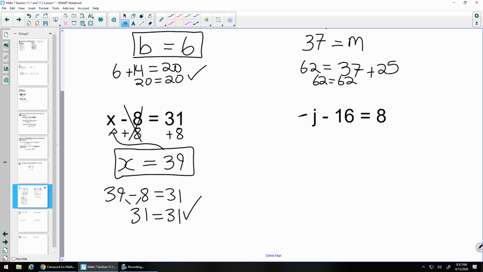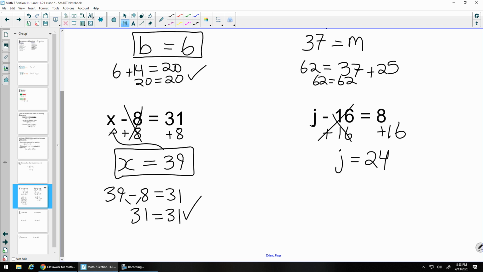That's solving by inspection. It's good to get used to this method, though. It's not a negative sign, it's about doing the opposite operation. So whatever's being done to j is having 16 subtracted from it. So I'm going to add 16 to that side, and add 16 to this side. These 16s cancel out. Negative 16, positive 16 cancel out. I'm left with j is equal to 8 plus 16, which is 24.